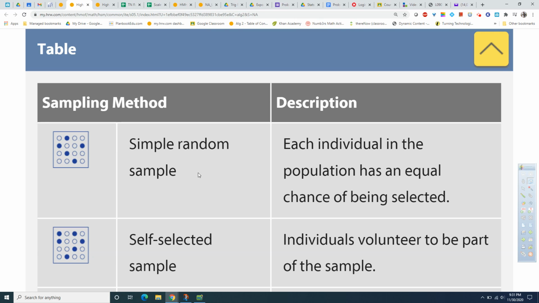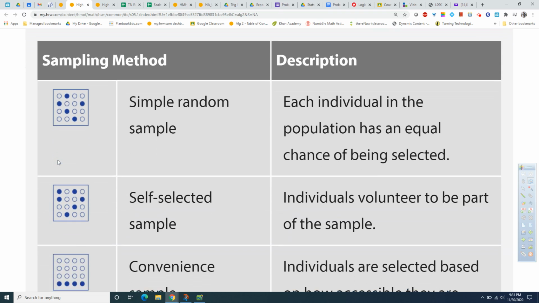So our first sampling method here is simple random. This is the one you want. And you see over here on the icon, it just got random dots selected. And so this is what you really strive for anytime you can.